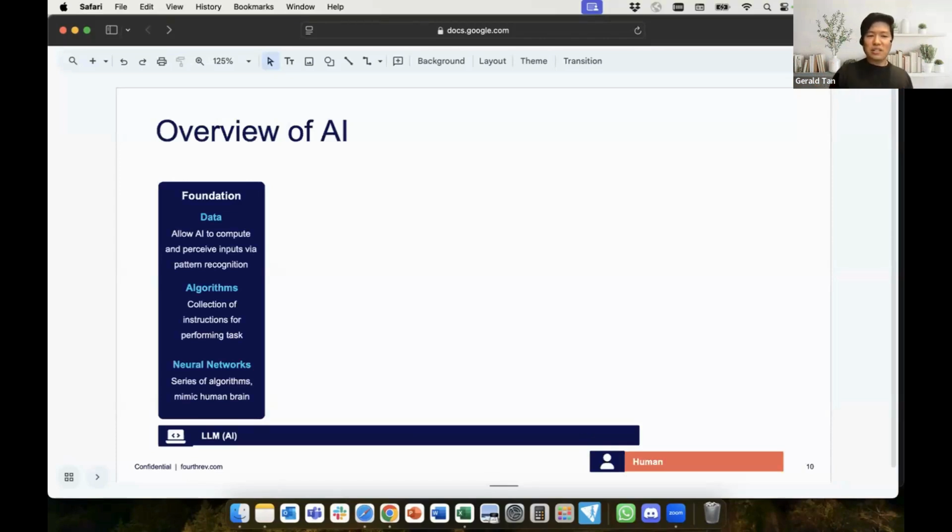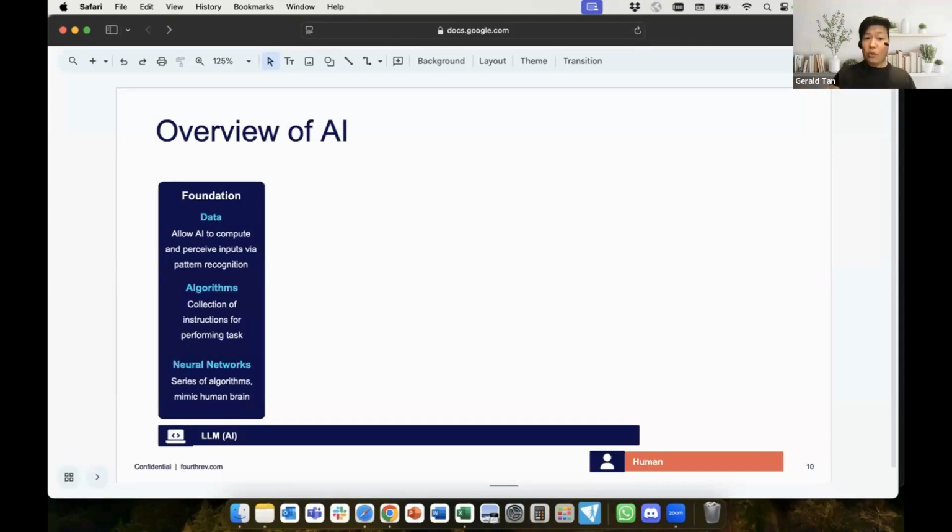The foundations in a large language model. So what that is, and we covered that in masterclass 1, I won't go into too much detail, but the foundations of it is that data, which is what we feed into the large language models, allow AI to compute and perceive the inputs. And they do it via pattern recognition, right? Could be words, could be syntax, could be images. It's all translated into data that the large language model can actually understand.